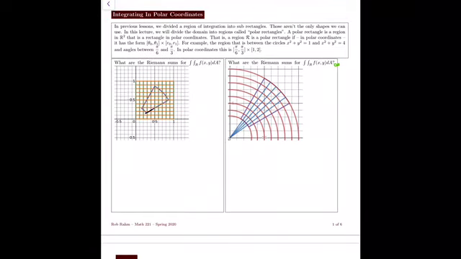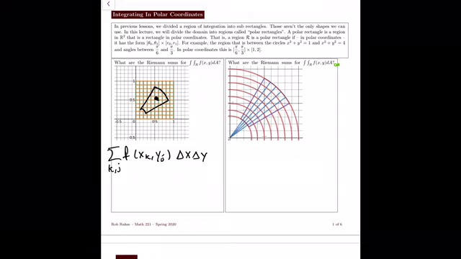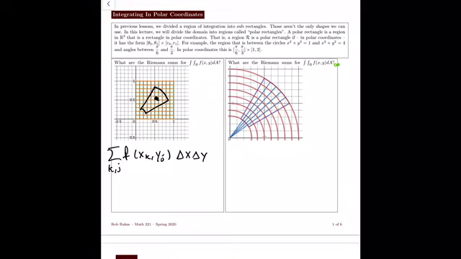Let's say we want to integrate the function f over this region here. This region is a polar rectangle. So far, we've used rectangular coordinates, which means we divide the domain into a bunch of rectangles, and for each rectangle, we multiply f evaluated at some point in that rectangle times delta x delta y, which is the area of that rectangle. And then we add this up for k equals 1 to something and j equals 1 to something. In this case, it would be k equals 1 to 10 and j equals 1 to 10.